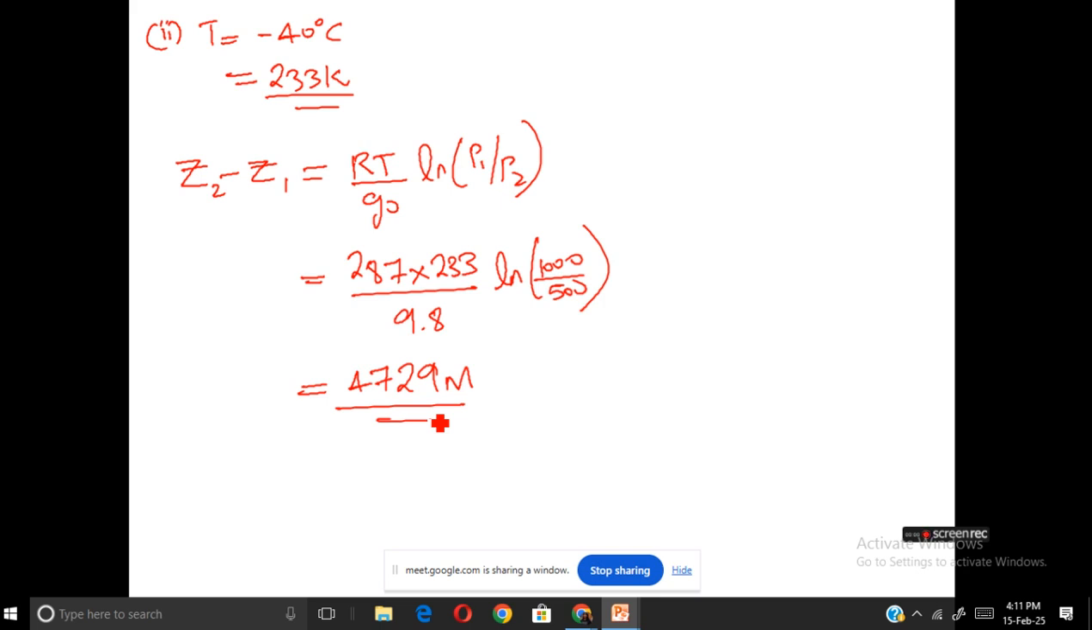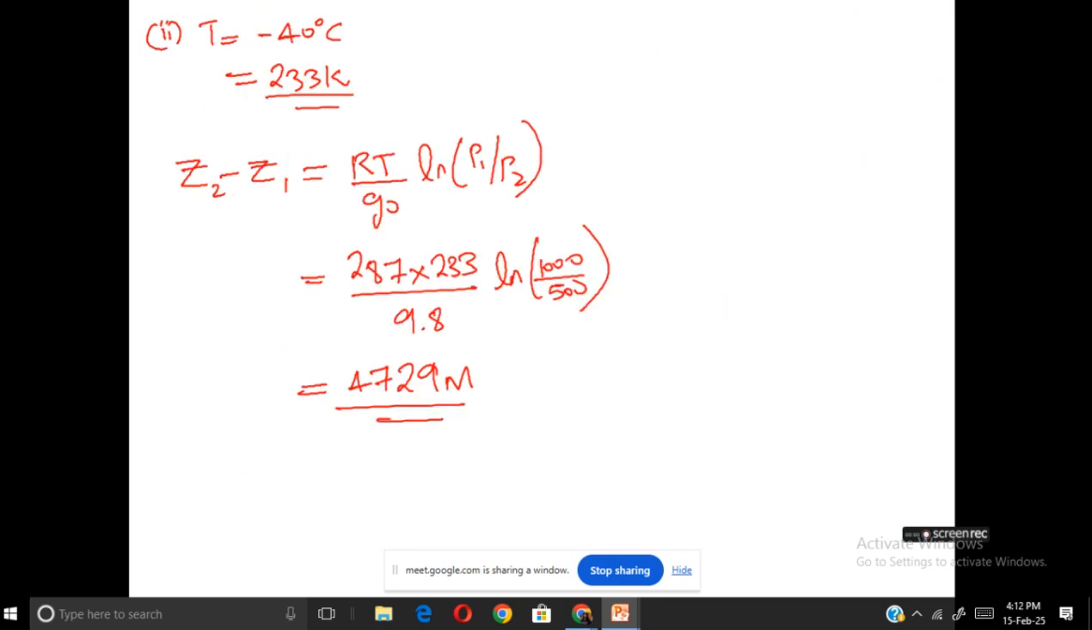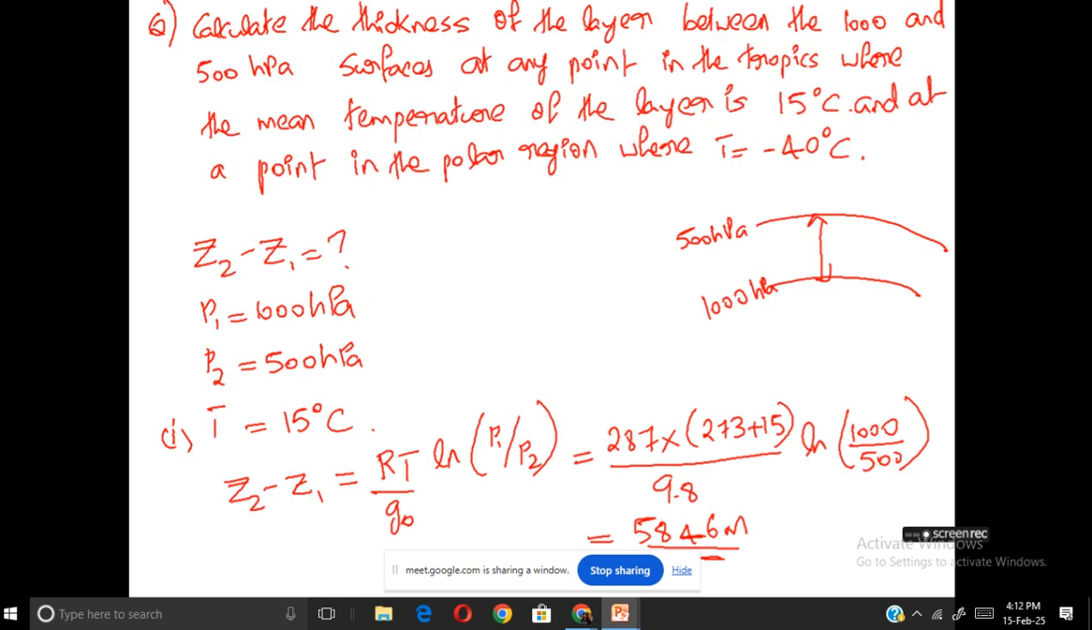2729. So if we can see, we are calculating the thickness between two layers. We haven't changed the pressure layers that we are considering, only the temperature is changing. In the initial case, we were trying to find the geopotential thickness between these two layers at a temperature of 15 degrees Celsius, and we got the distance between these two layers to be 5,846 meters. Whereas over the polar regions, at a temperature of minus 40 degrees Celsius, the distance between these two layers was found to be 4,729 meters, which means the layers have come closer to each other over the poles compared to over the tropics.